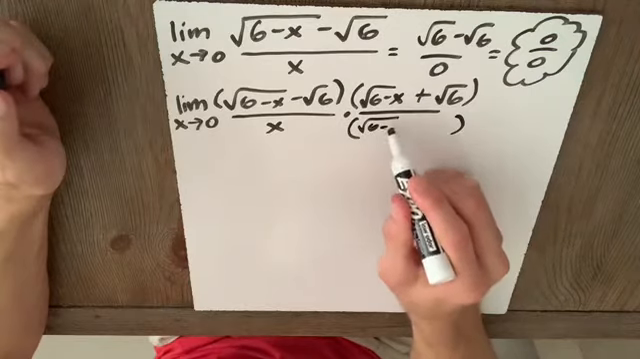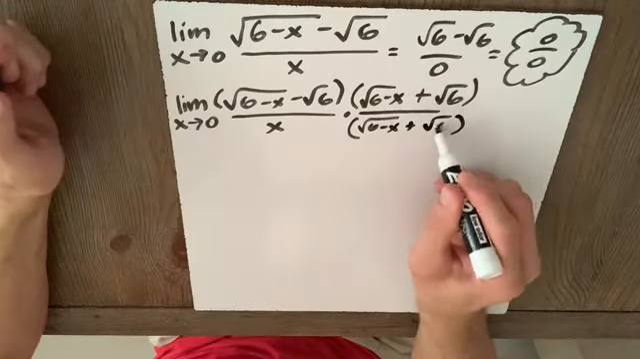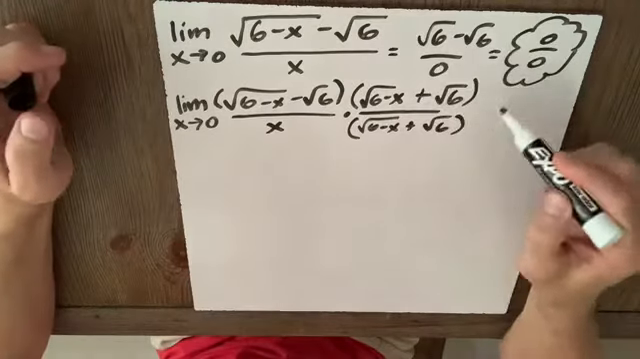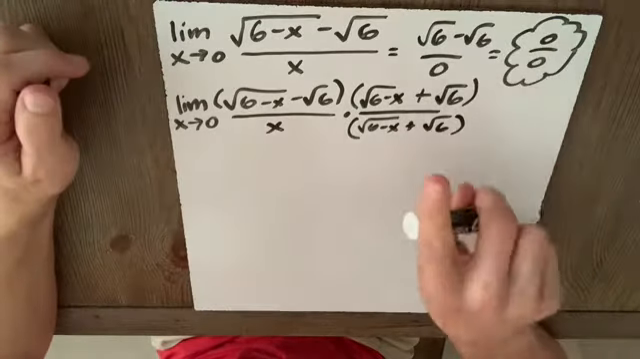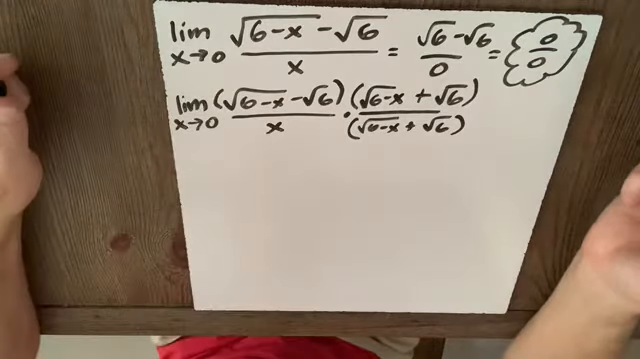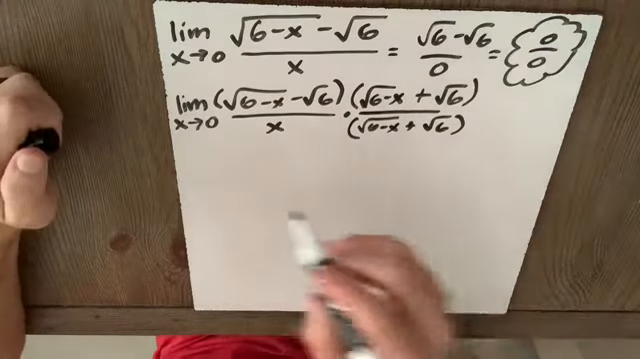So if I mirror this on the bottom, notice it has to be exactly the same, including the plus sign, because this full fraction that I just introduced is a fraction equal to 1. So I haven't changed anything. I can multiply by 1 without changing anything. All right, let's go to work.